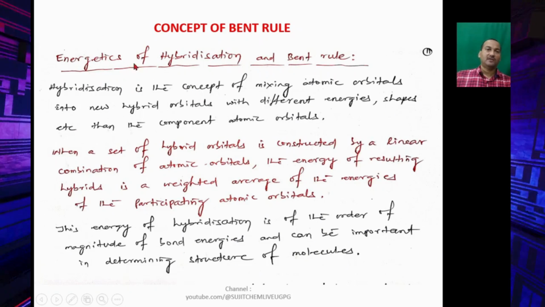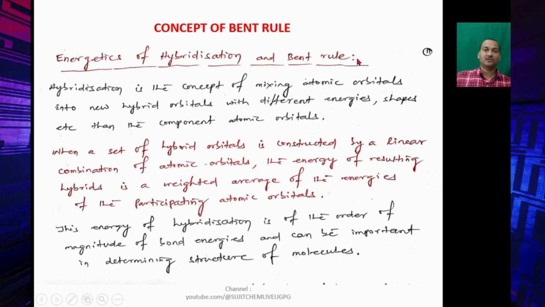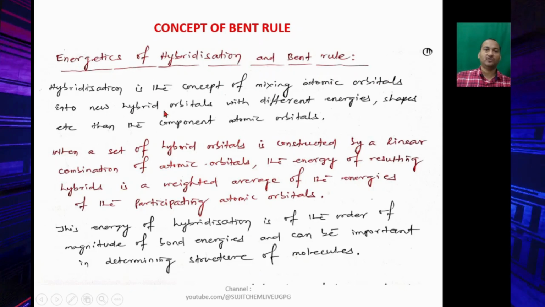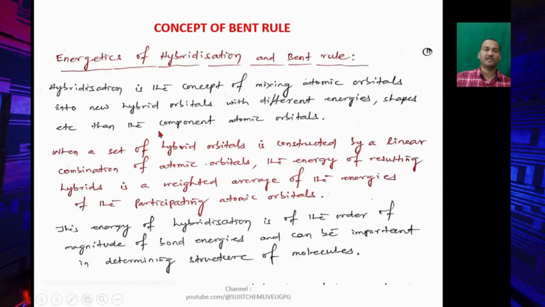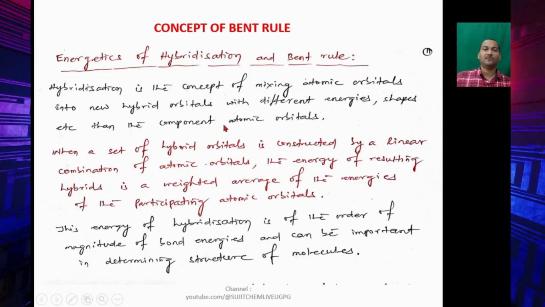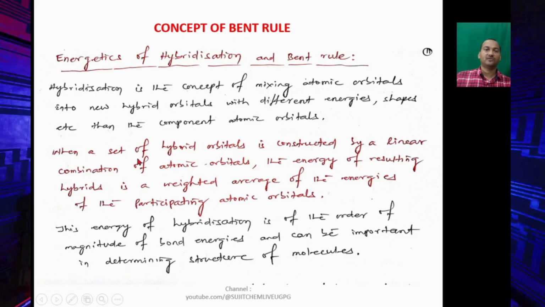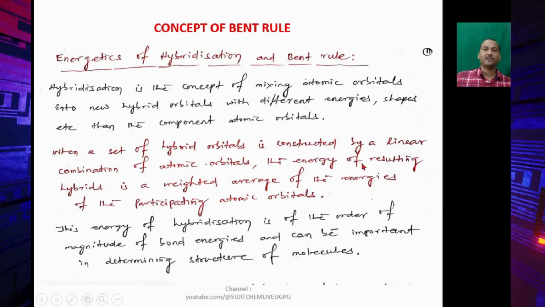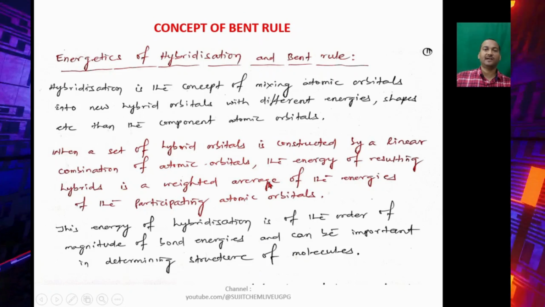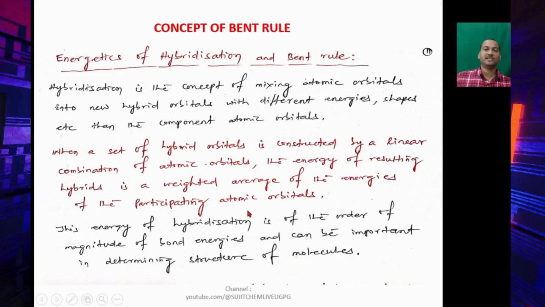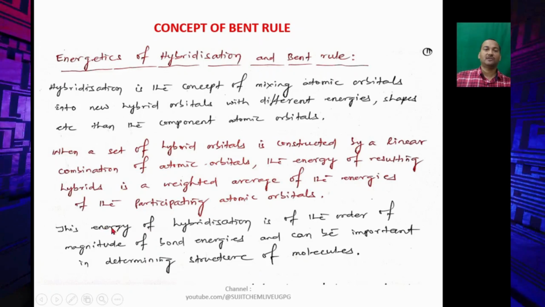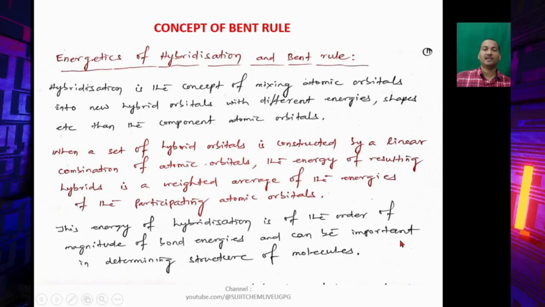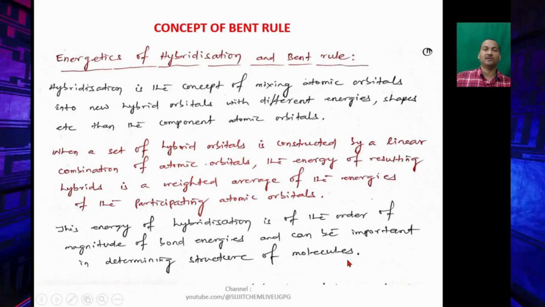So let's talk about the energetics of hybridization and the concept of Bent rule. Hybridization is the concept of mixing atomic orbitals into new hybrid orbitals with different energies, shapes, etc. than the component atomic orbitals. So when a set of hybrid orbitals is constructed by a linear combination of atomic orbitals, the energy of the resulting hybrids is a weighted average of the energies of the participating atomic orbitals. This energy of hybridization is of the order of magnitude of bond energies and can be important in determining the structure of molecules.